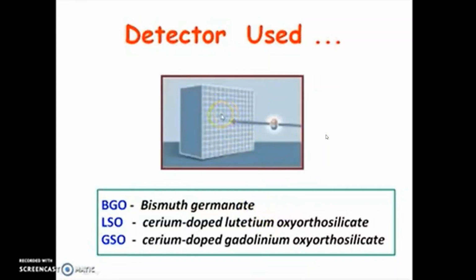What is the detector used in a PET scanner? We know that thallium doped sodium iodide crystal is used in planar gamma imaging, that is, in the gamma camera. But in a PET scanner, we use different detectors. One is BGO, bismuth germanate. Others are LSO, cerium doped lutetium oxyorthosilicate, and GSO, cerium doped gadolinium oxyorthosilicate. Commonly we use LSO. Any crystal has to be doped with an impurity, so we dope lutetium oxyorthosilicate with cerium. We call this LSO.